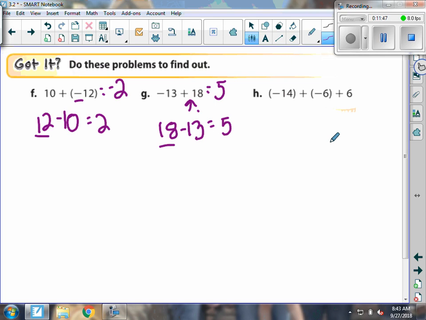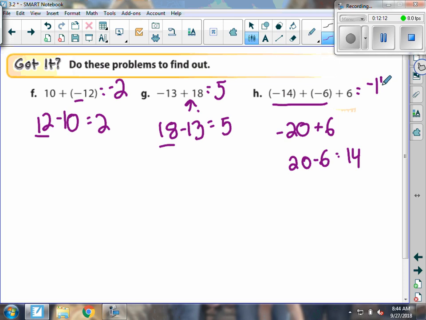H, there's 2 ways you can solve this. You can solve this by adding your like numbers together. Let's add our negatives. So negative 14 plus negative 6 is negative 20. Negative 20 plus 6. Our signs are now different, so we find the difference. So it's 14, and I know it's going to be negative because 20 is larger than 6, and it was originally negative.